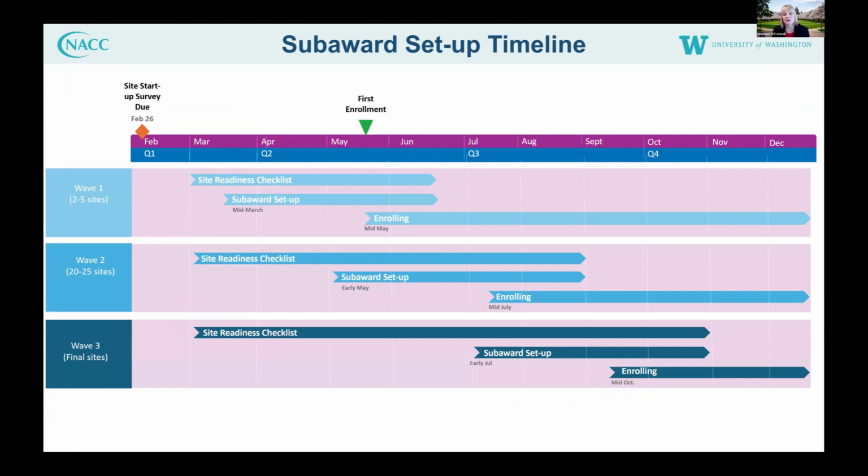And for subawards, we'll begin reaching out to those first sites in mid-March. With that process taking about 10 weeks to collect the documentation and execute the award, and assuming all other readiness activities are completed, we anticipate that first enrollment to be in the May timeframe. Subsequent waves will follow with the same process, so those timelines are shifted out accordingly on here. So we're going to be working as quickly as possible to move through each of your sites so that you can get up and going in this exciting trial.